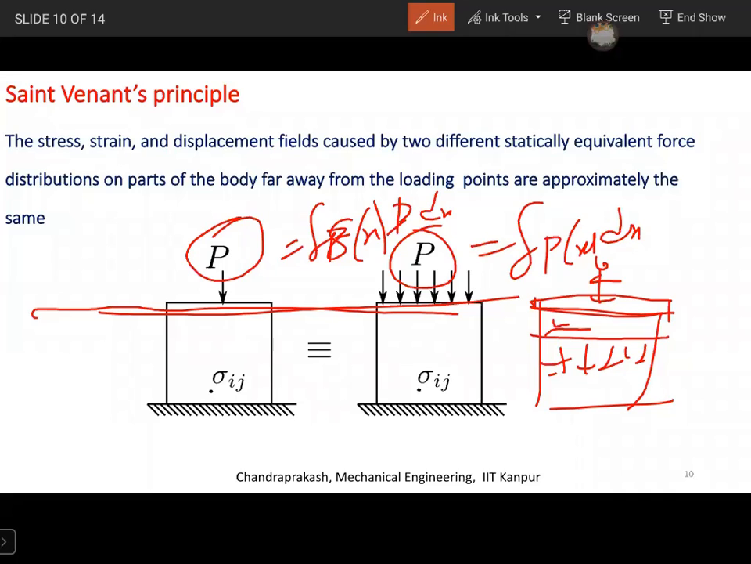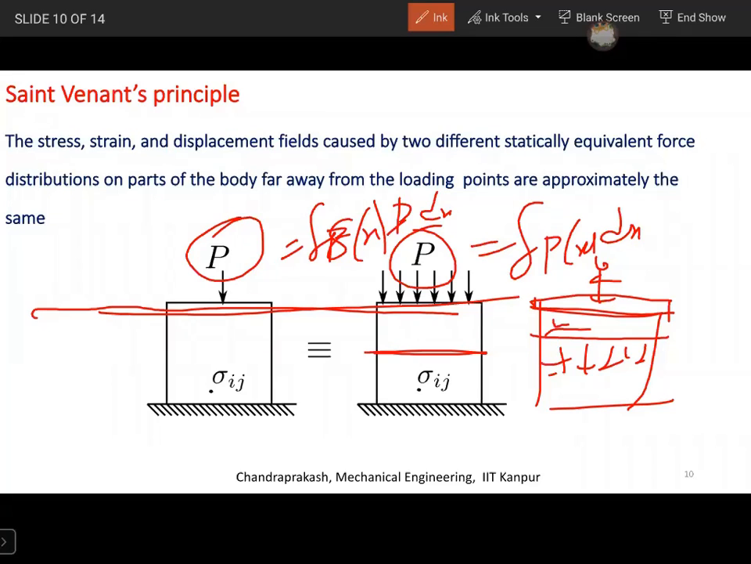It cannot be like in the first case you load it on the top surface, and in the second case you have a distributed load but you apply it at some other region. No, in such cases Saint Venant's principle is not valid. You are applying the same amount of load in both the cases, and however the distribution is different.